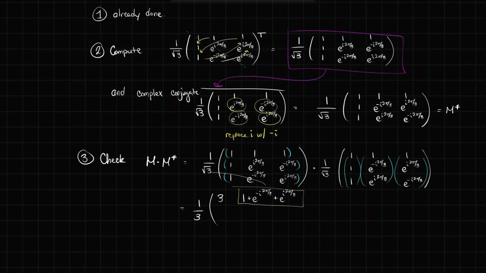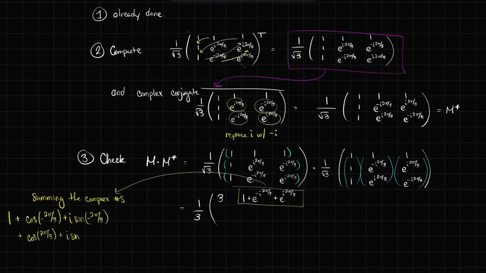What's happening here is I'm summing 3 vectors, or even the complex numbers. Let's compute all of them with Euler's formula. So I have 1, and then Euler's formula, so I have a cosine of negative 2 pi over 3 plus i sine of negative 2 pi over 3. That's the first case. And the second case is going to give me cosine of 2 pi over 3 plus i sine of 2 pi over 3.